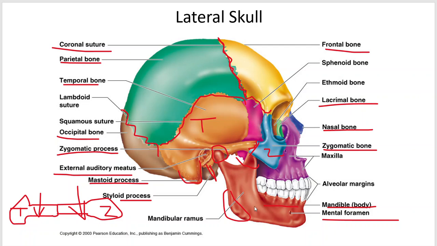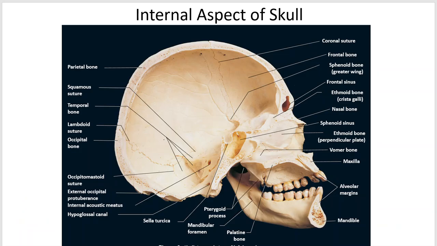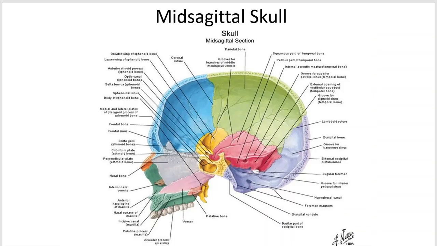And this part that goes straight up is called the ramus. Mandibular ramus. There's only one other thing left on the mandible, and we can't see it from this angle, but I will tell you about it when we get there. Looking at it from the inside, this one's got so many little lines, it's very confusing. Use it as a reference, if you will.